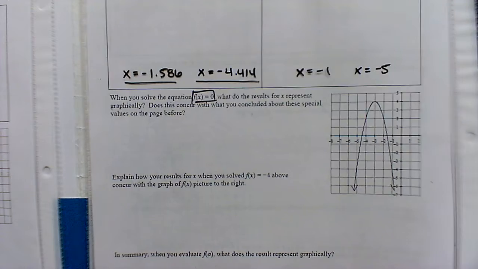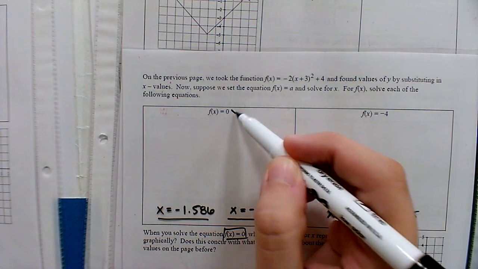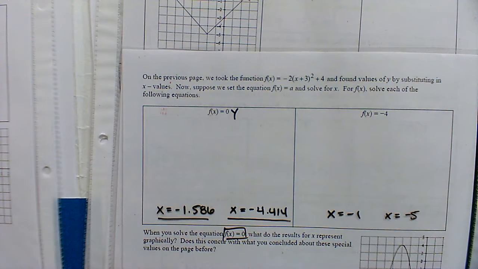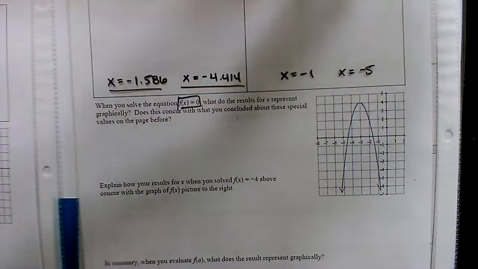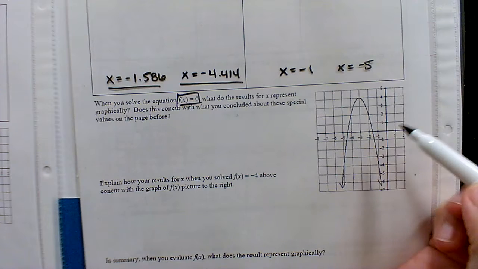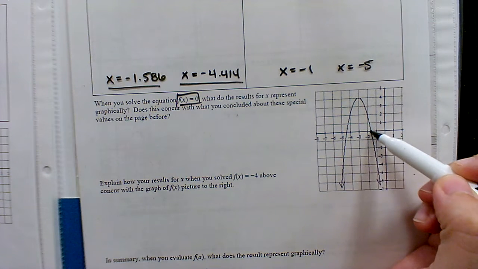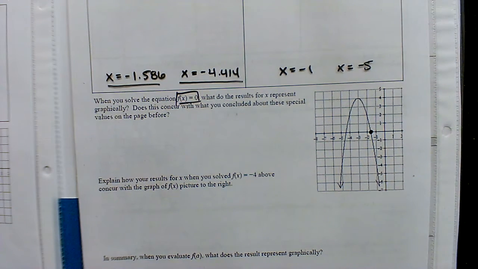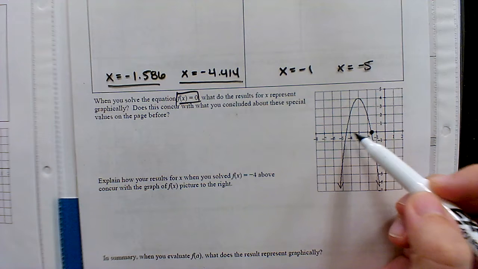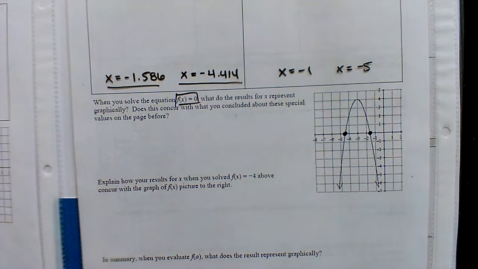They're x-intercepts. Good. When you have a y value of 0, notice how we set the equation equal to 0, just like a normal equation is equal to y. The x solutions are x-intercepts. So graphically speaking, -1.586 looks like it's somewhere right there, and -4.414 looks like it's somewhere right there.